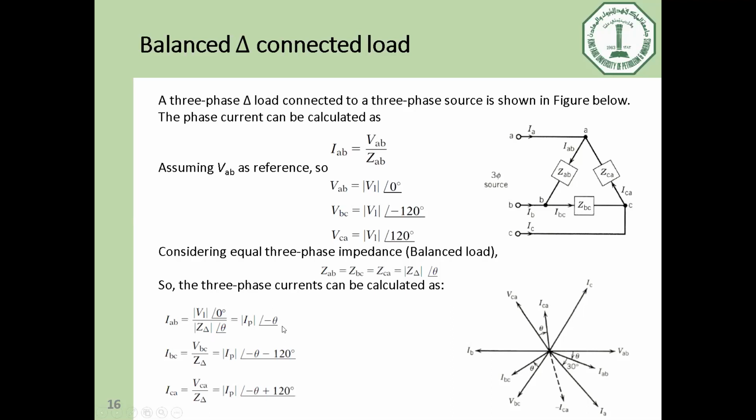So this is IAB. If you calculate IBC the same way, you will find it is I phase at angle minus theta minus 120. So it is the same, shifted by 120 as in the previous star case. The same for the third phase: ICA equals I phase at angle minus theta plus 120. Now, if you would like to calculate the line current IA, simply apply Kirchhoff's current law at node A.